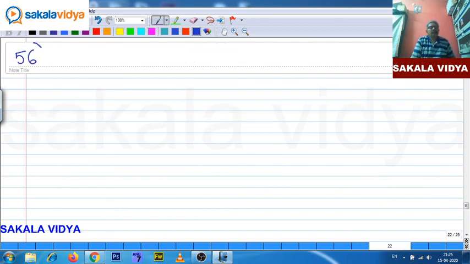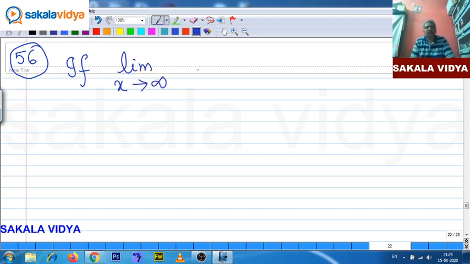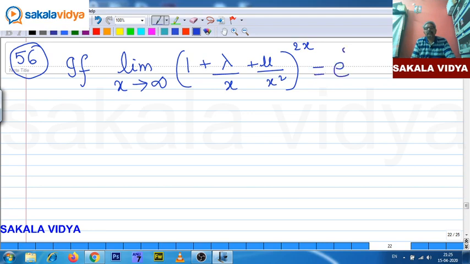56th problem. If limit x approaches to infinity, 1 plus lambda by x plus mu by x square, all to the power of 2x, is equal to e square.